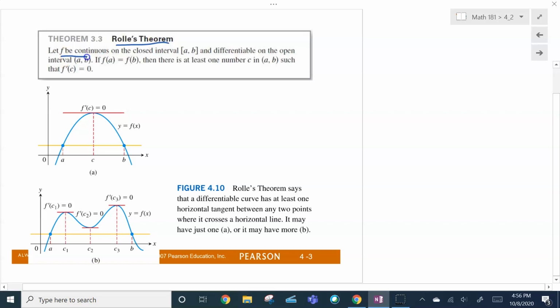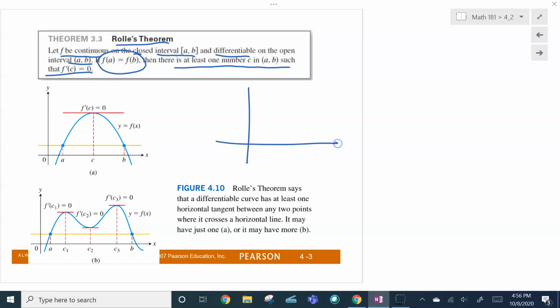First of all, f's got to be continuous on the closed interval, and it's got to be differentiable on the open interval. If you have two y values that are the same at those endpoints, then there must exist a c such that f prime of c equals 0. So for example, you can see that quadratic from a to b, so we know it's continuous on the closed interval.